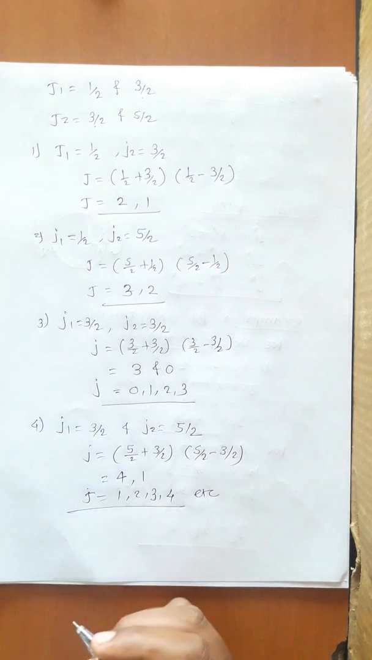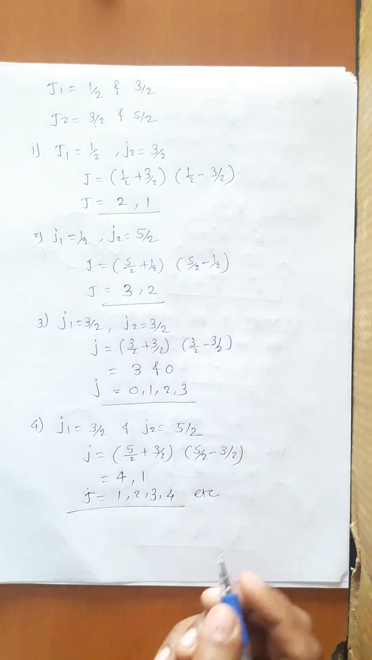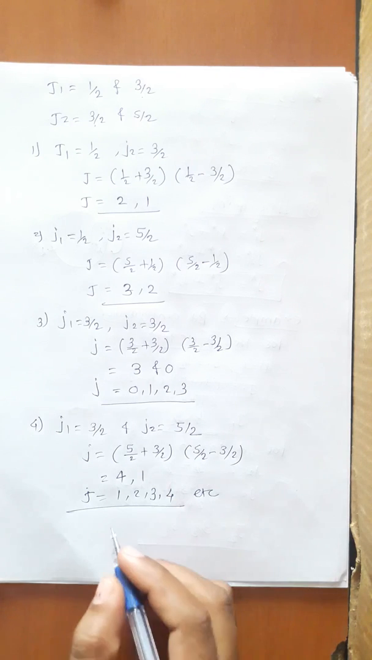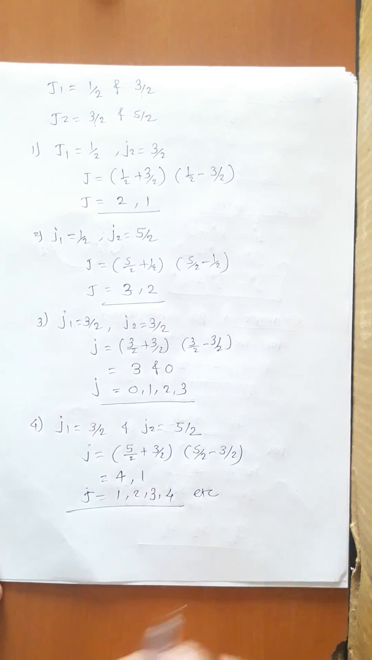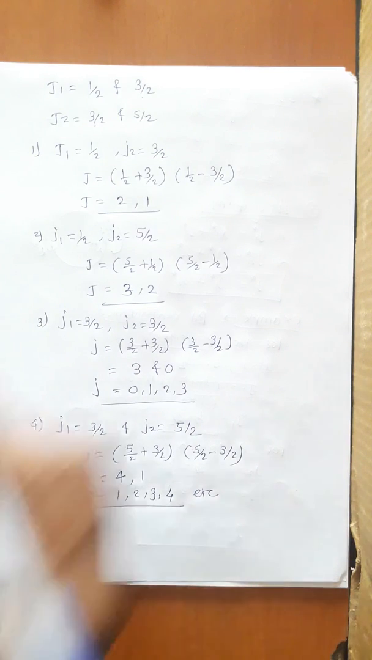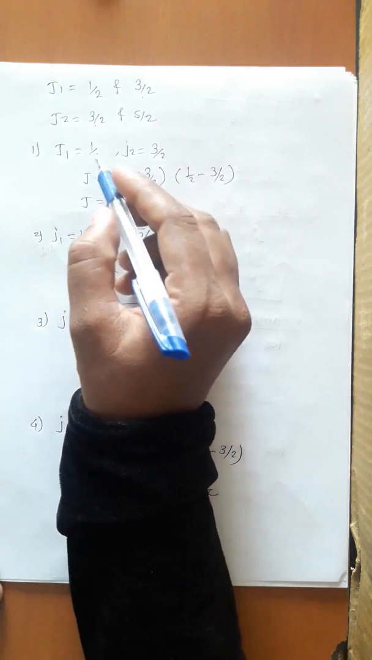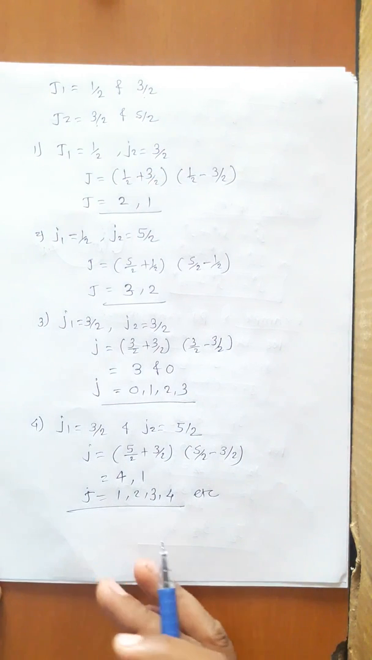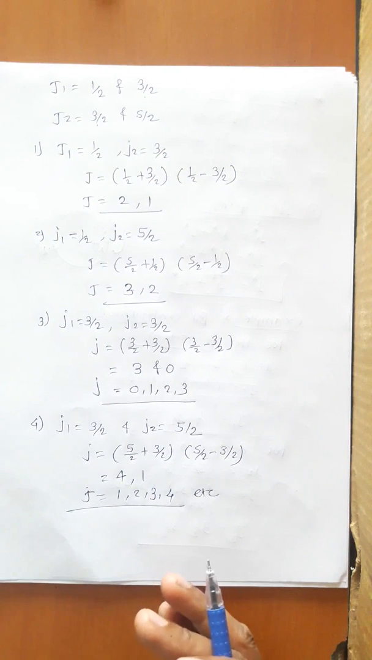This is all about the JJ coupling. Similarly, using JJ coupling we can draw the vector diagram, as for LS coupling. You already know how to draw the vector diagram for LS coupling. If you have any doubt, then ask me.